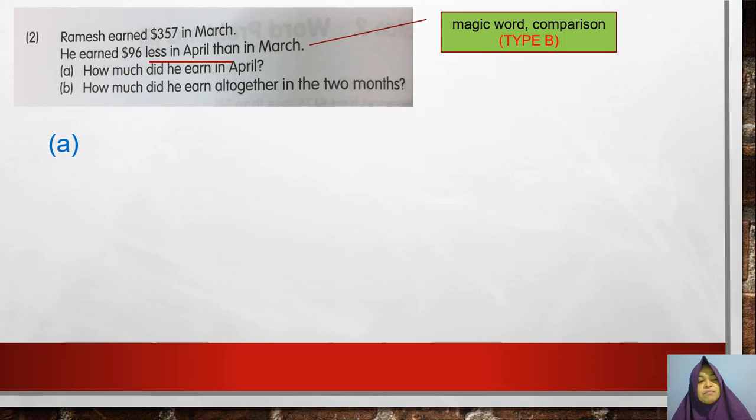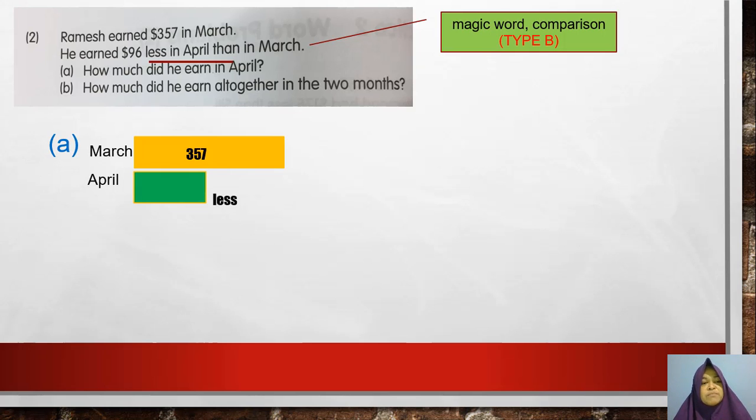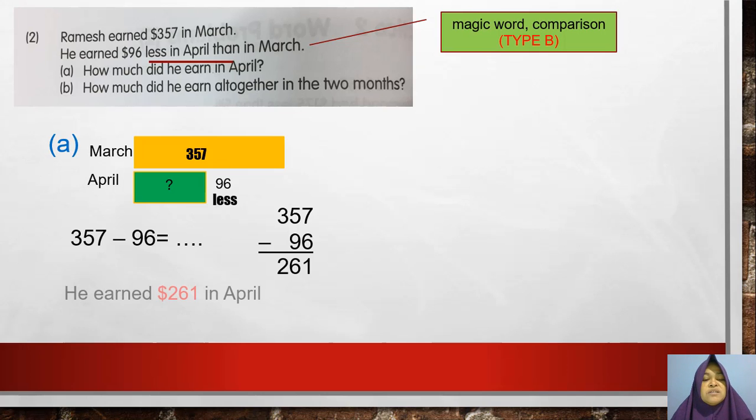Type B, you write first March and April. How much in March? March is 357. Less in April means April will be shorter. So you put the magic word less outside the box, and then $96. The question mark is in the small box, so it will be subtraction. 357 subtract 96 is 261. So he earned $261 in April.